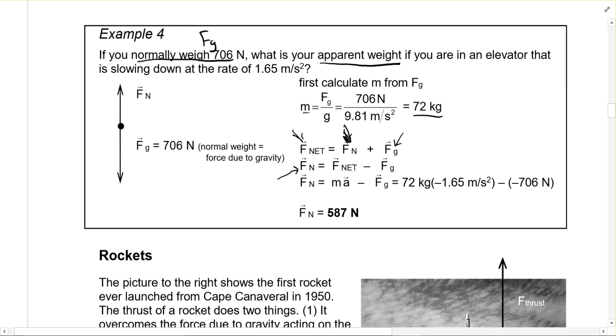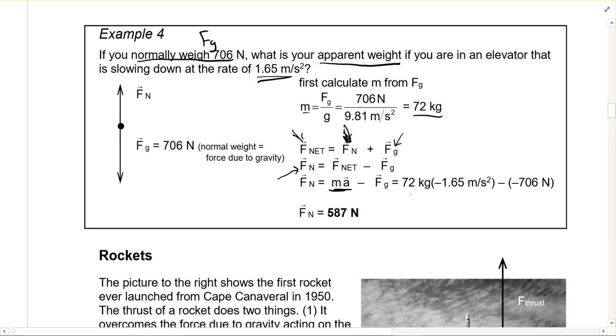Fn is equal to, well, the net force is going to be equal to mass times acceleration. And that acceleration is 1.65. That's the acceleration, right? And it's going downwards, so that's going to be negative. We know the mass now. And then minus Fg. We know Fg already from the question.